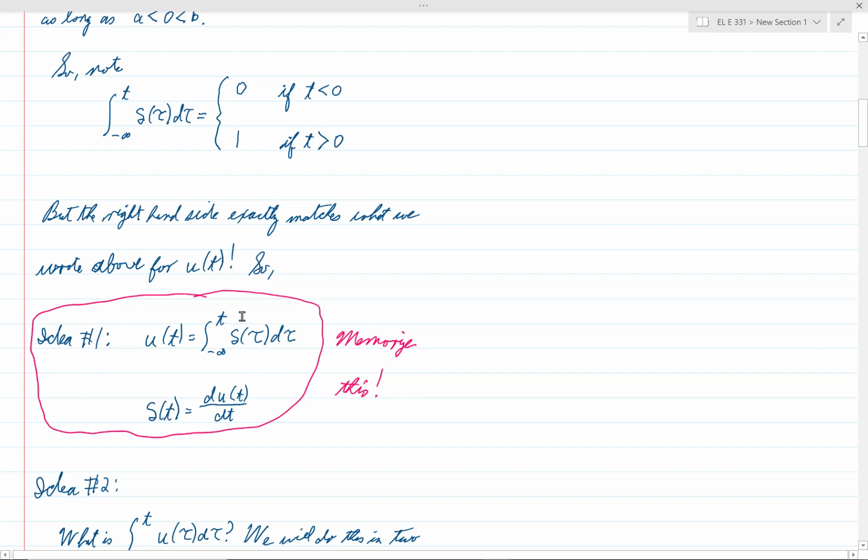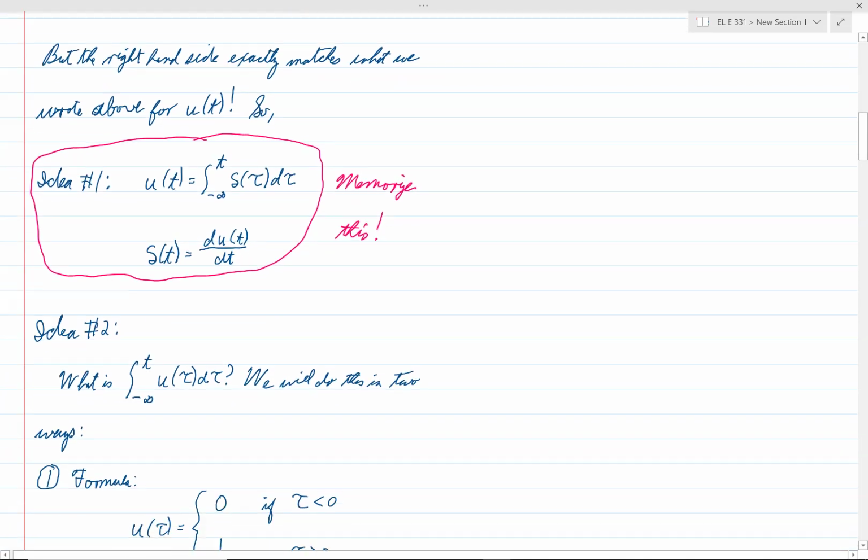So this is idea number 1. It relates the unit step function and the impulse function, and it is quite important. So this is something that you should memorize because it's just that important. It will come up that often. So memorize this. u of t is the integral of the delta function from negative infinity to t. The delta function is the derivative of u of t.